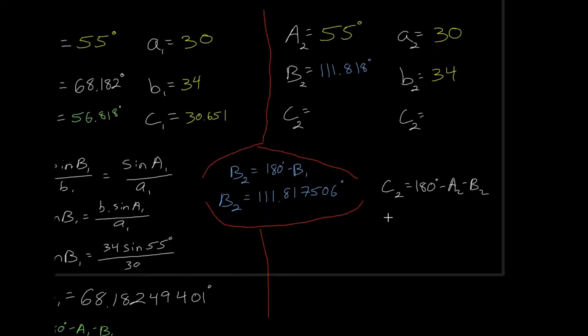So 180 degrees minus 55 minus this angle of 111, using the whole shebang, gives me a C2 angle of 13.182494 degrees. I'm going to round to the third decimal place and get 13.182 degrees. Which brings us to the very last bit. Last problem, I used the law of cosines, so I'll go ahead and use the law of sines here just to mix it up a little bit.